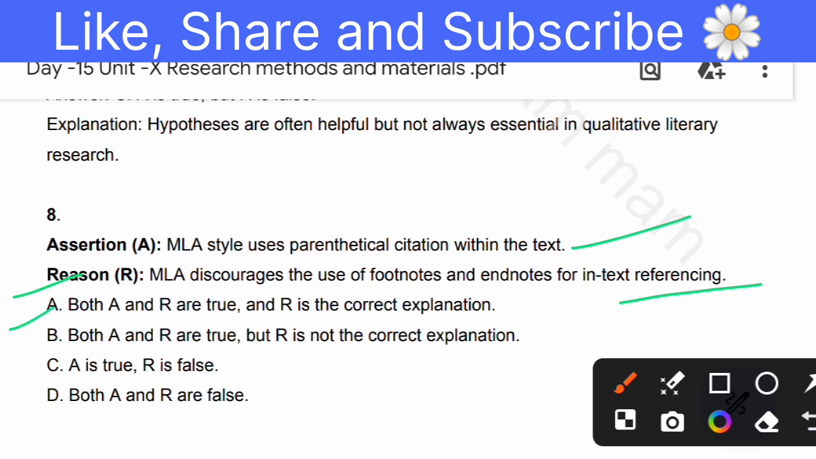Option A, both A and R are true and R is the correct explanation. Option B, both A and R are true but R is not the correct explanation of A. And C, A is true, R is false. And D, both A and R are false. What could be the correct answer? MLA style uses parenthetical citation within the text, and reason is that MLA discourages the use of footnotes and endnotes for in-text referencing.